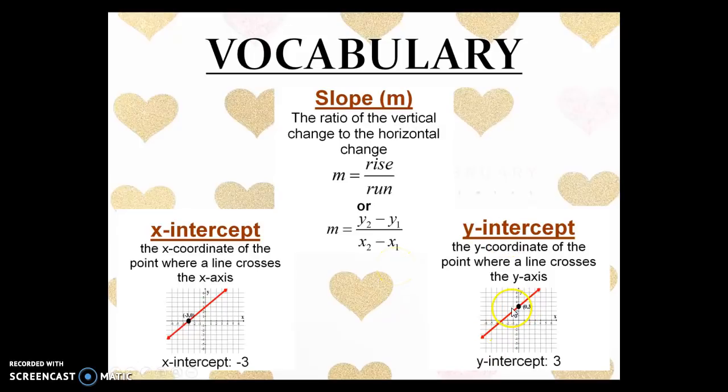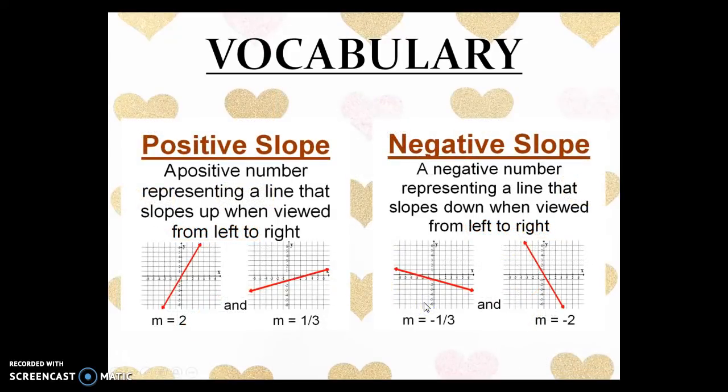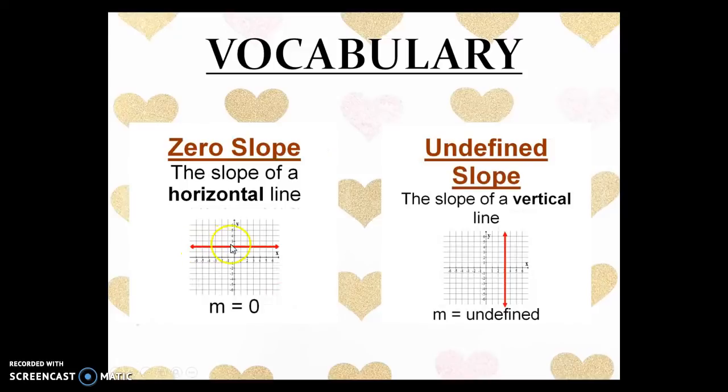The y-intercept is where the line crosses through that y-axis. Positive slope, reading it like a book, goes up. Negative slope, reading it like a book, goes down. Zero slope is called a horizontal line. And keep in mind that a zero slope is always going to be y equals this number. So this would be y equals 2, because it crosses the y-axis at 2.